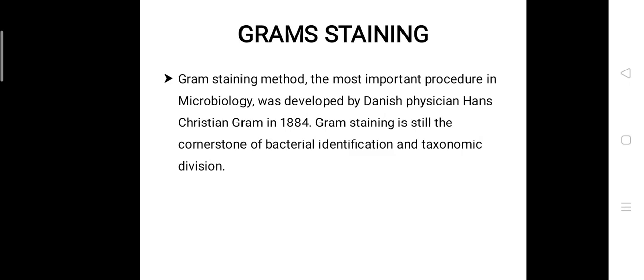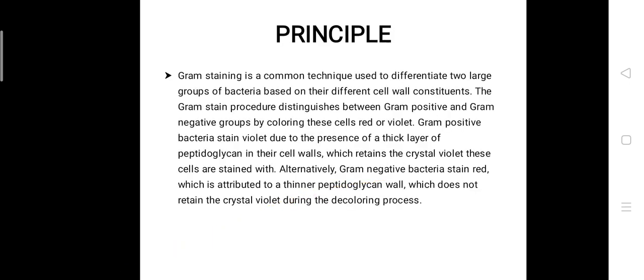Now coming to the principle, gram staining is a common technique used to differentiate two large groups of bacteria based on the different cell wall constituents. The gram stain procedure distinguishes between gram positive and gram negative by coloring the cell red or violet. This gram staining involves four steps, or four reagents.